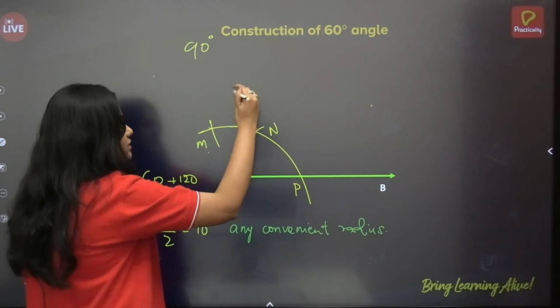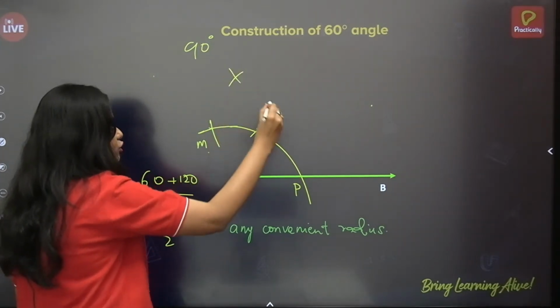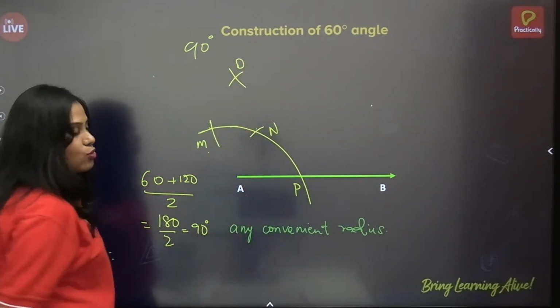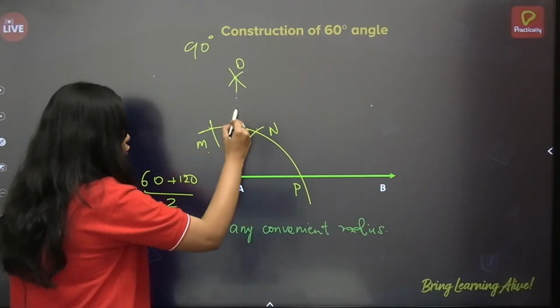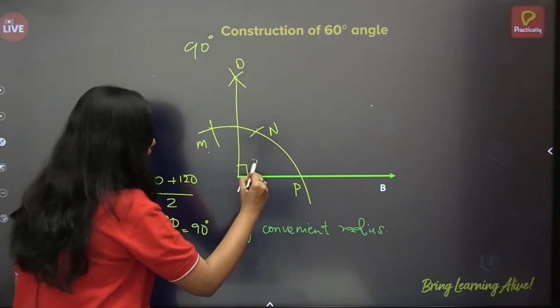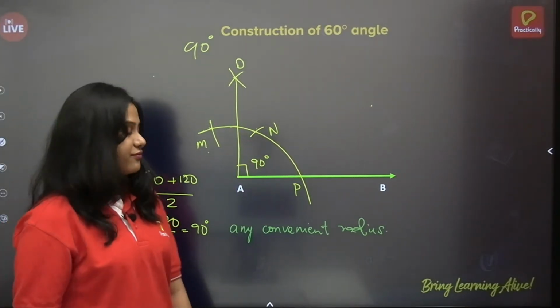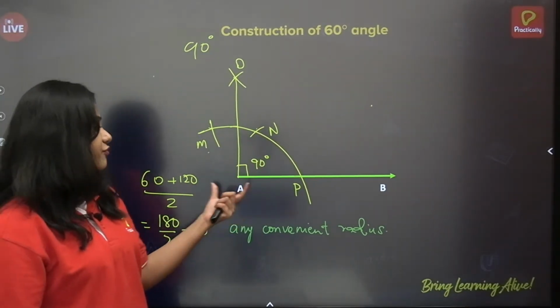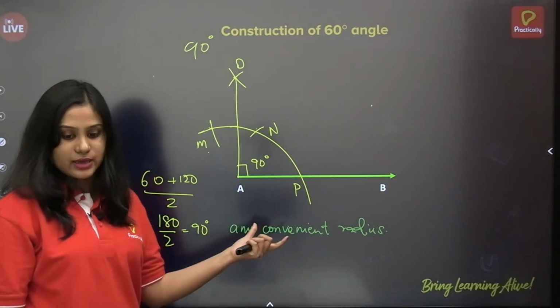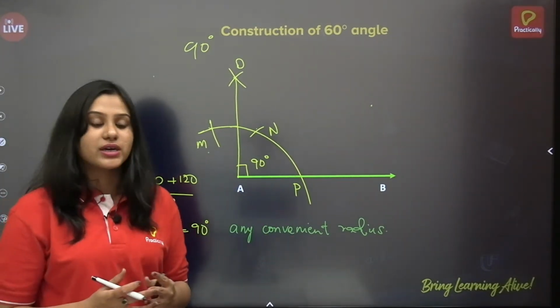Now again, do not change the radius of your compass. With N as center, draw an arc. With M as center, draw an arc. Name this point as O. Now join OA. This is 90 degrees. Okay? Yes, very good. So this is how we construct a 90 degrees angle. So what is the first step we have done?